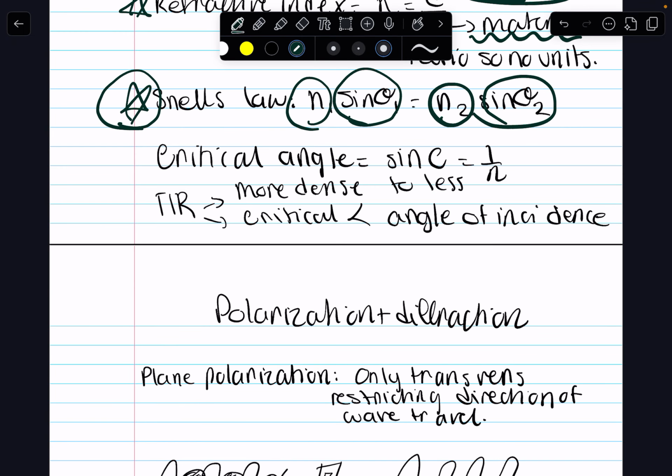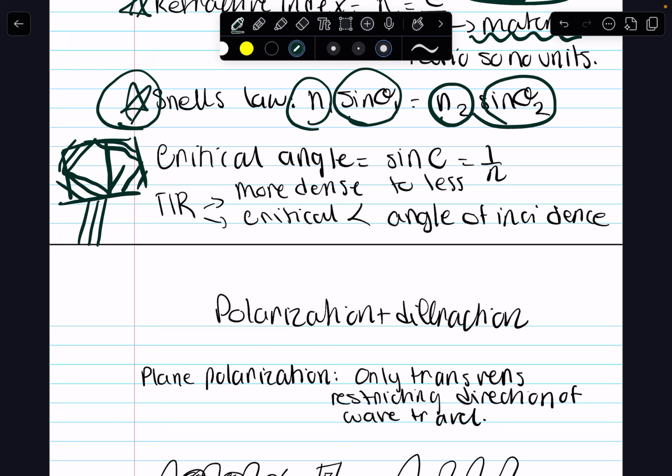Critical angle is sine C equals 1 over n, and critical angle is basically if you have an object like this, and if the critical angle is 30, and you have an incident ray at 40 degrees, because the critical angle is less than the angle of incidence, it would totally internally reflect, meaning it will not come out of the shape, instead of coming out like this.